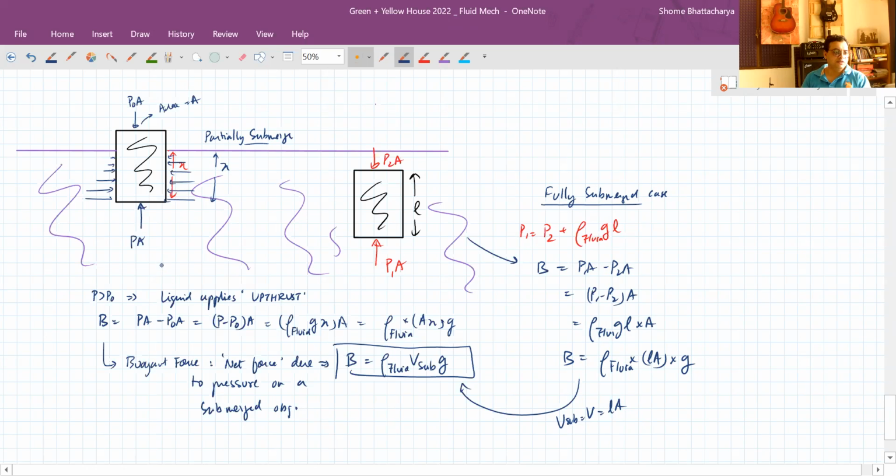And that will always be so, whether we have the partially submerged case or the fully submerged case. In both cases, it will always come from this formula: it is the weight of fluid displaced.